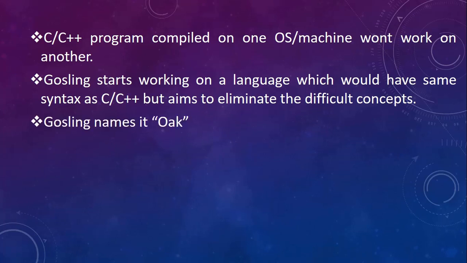Once the language was designed, Gosling named it Oak. There is nothing specific about this name. It was said that outside his office, just through his window, he could see an oak tree. Just by looking at that, it struck him to name the programming language Oak. But then this name had to be changed.